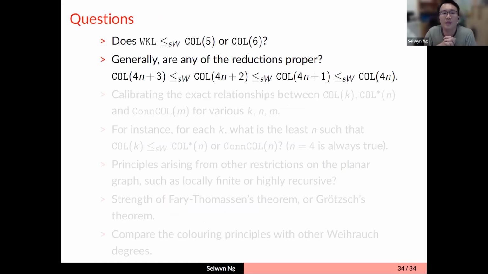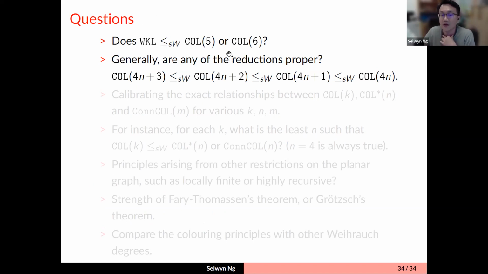Okay, so let me just finish off with some questions that we don't know the answer to. Recall that we just spent the last 10 minutes discussing why WKL is not reducible to the 7-color theorem. On the other hand, it is equivalent to the 4-color theorem. So that leaves the question of the 5 and 6-color theorems.